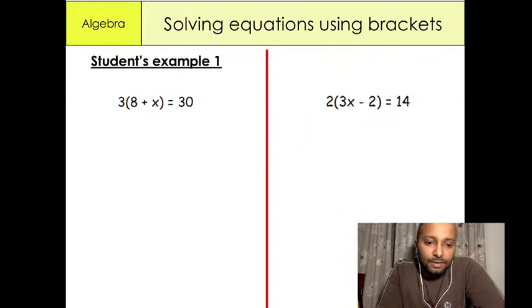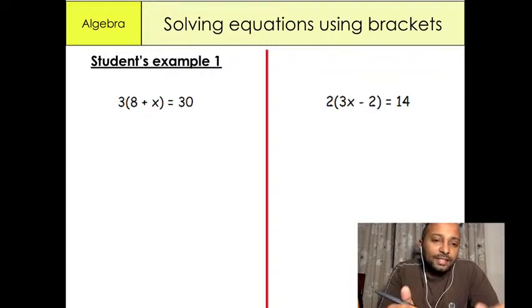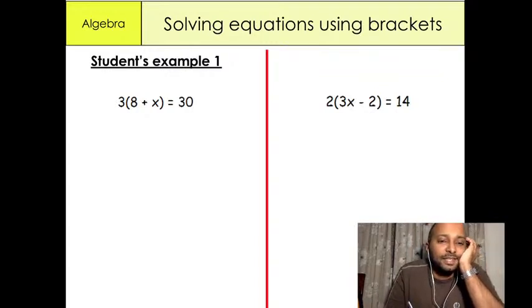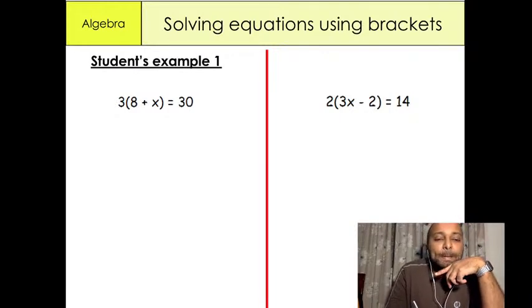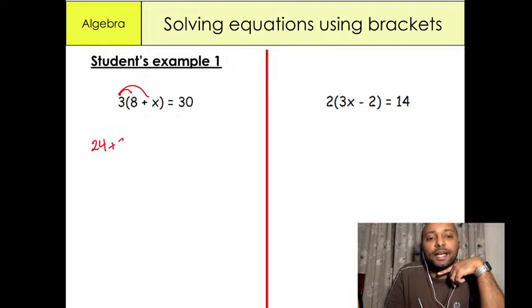So we have 3 open brackets, 8 plus x, close the brackets, equals 30. Now again, the only difference in this question is that the x is on the other side. It's not on this side, but it doesn't really matter. So all we need to do is expand the brackets as always. 3 times 8, which gives us 24. 3 times x, which gives us 3x equals 30.